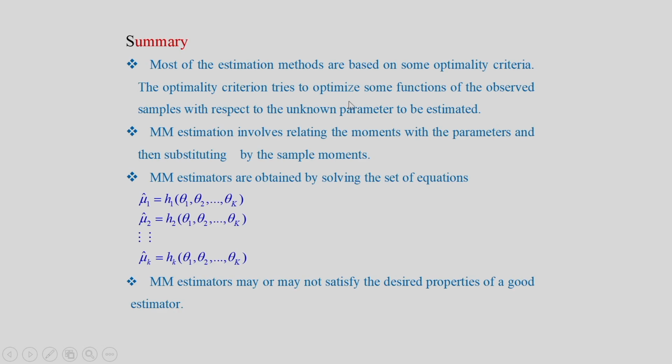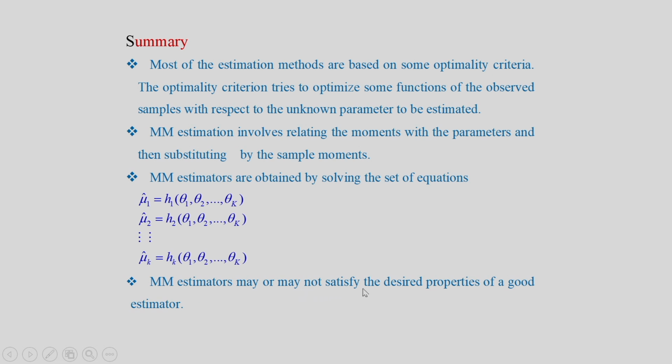Let us summarize the lecture today. Most of the estimation methods are based on some optimality criteria. The optimality criterion tries to optimize some functions of the observed samples with respect to the unknown parameter to be estimated. Method of moment estimation involves relating the moments with the parameters and then substituting the moments by the corresponding sample moments. Therefore, estimators are obtained by solving the following set of equations, that is mu 1 hat is equal to, suppose, h1(theta 1, theta 2 up to theta k), mu 2 hat is equal to h2(theta 1, theta 2 up to theta k), like that mu k hat is equal to hk(theta 1, theta 2 up to theta k). So, this set of equations if we solve, we will get the estimators.